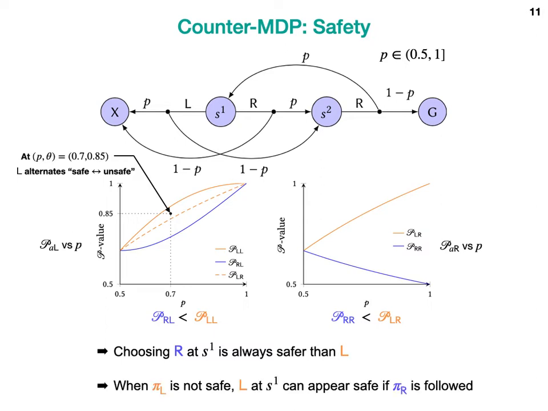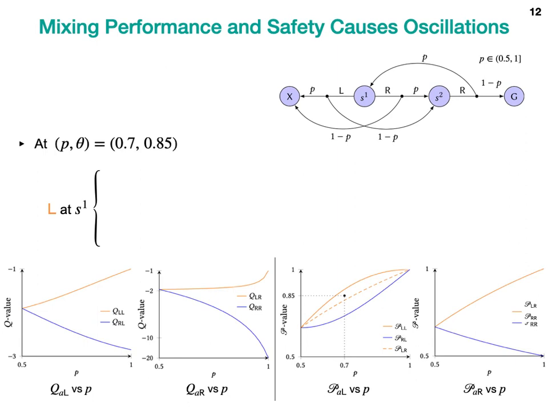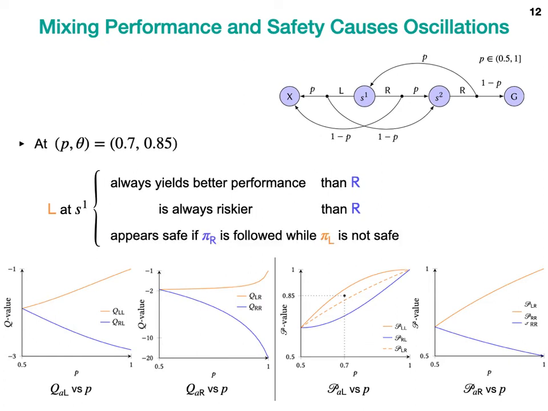In other words, even when pi sub L is not safe, left at S1 can appear to be safe if we follow the other policy pi sub R. In summary, at this point, choosing L always yields better performance than choosing R, is always riskier than choosing R, and appears to be safe if pi R is followed while pi L is not safe.